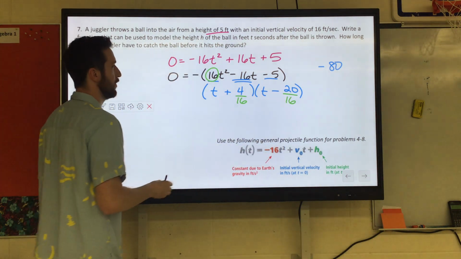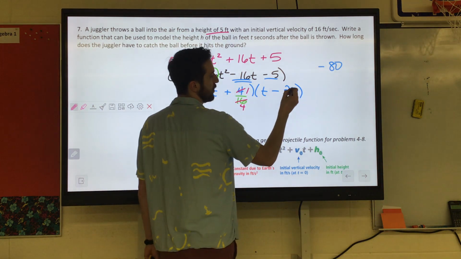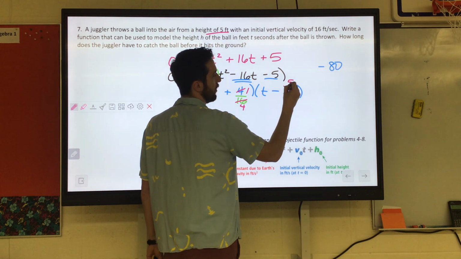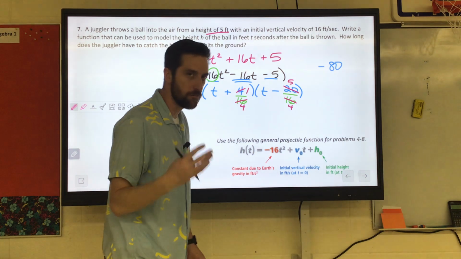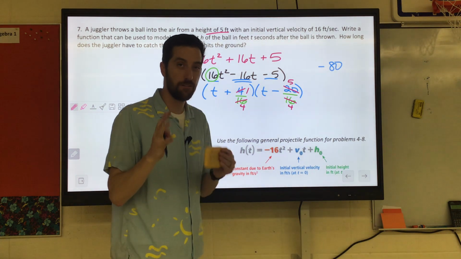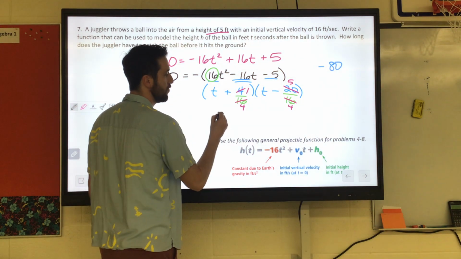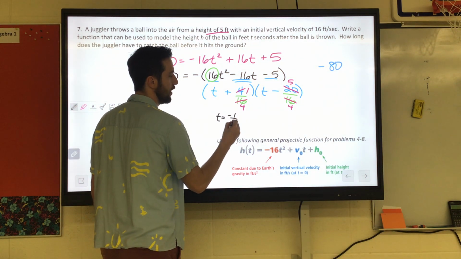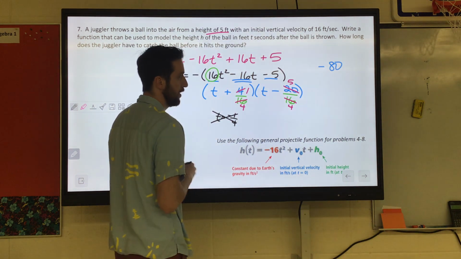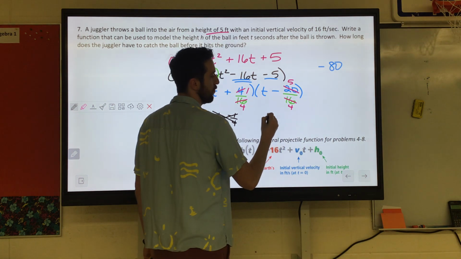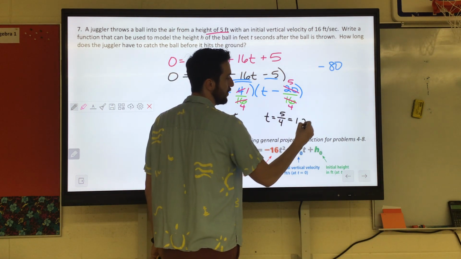Both of those can be simplified. 4/16 is 1/4. 20/16, those are both divisible by 4. So 5/4. But again, we don't need to write it in perfectly factored form. We're looking for the answers. So before we even scooch this, look, it says t plus 1/4. That means t is going to equal negative 1/4. Negative 1/4 seconds. Nah. This one is minus 5/4, which means t would equal positive 5/4, or 1.25 seconds.